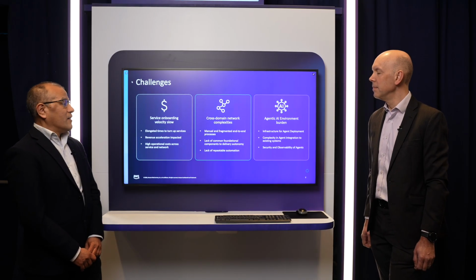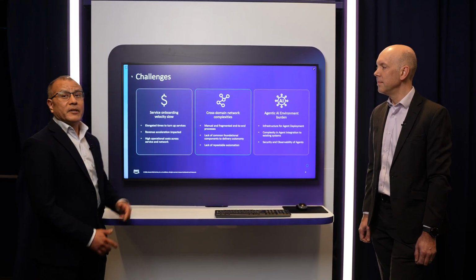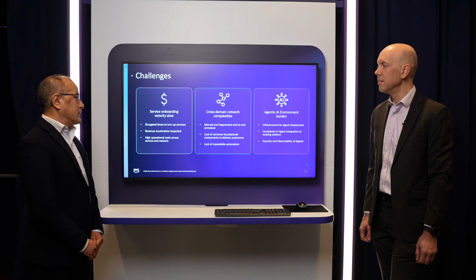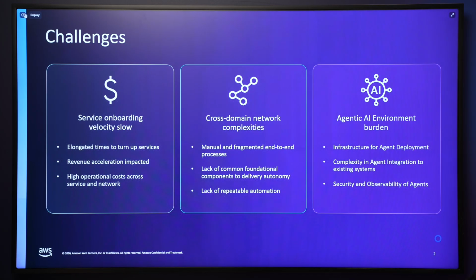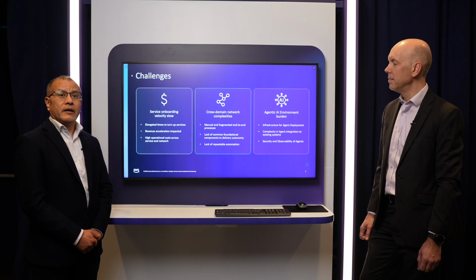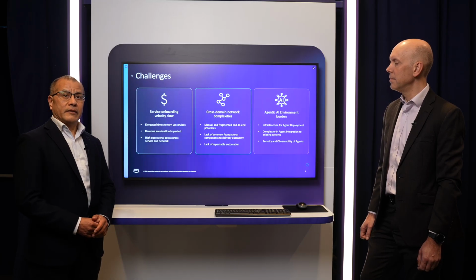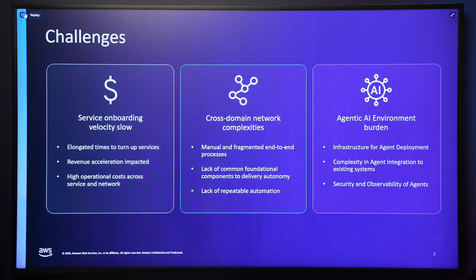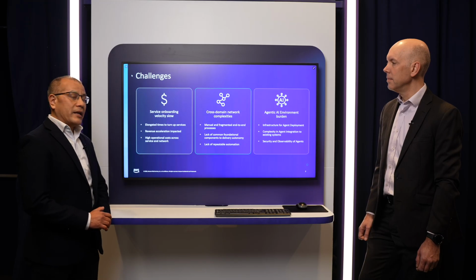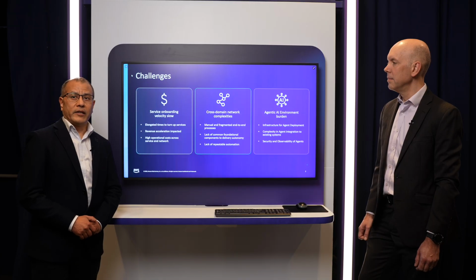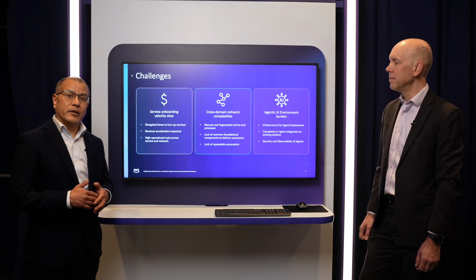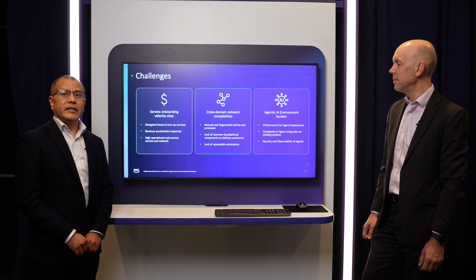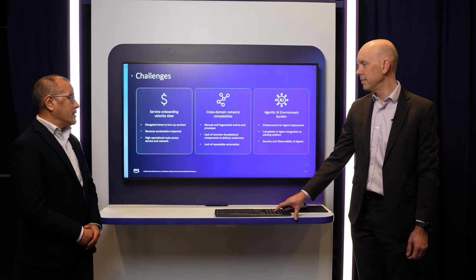We're going to talk about the challenges. There are multiple challenges when CSPs provide connectivity services. One is the service onboarding velocity, due to the multiple systems needed for provisioning. The other is cross-domain networks, where there are multiple technologies to configure. To solve this, CSPs are using agents, but many more agents need to be deployed, so there is also the burden of managing the agents themselves. Those are the challenges.